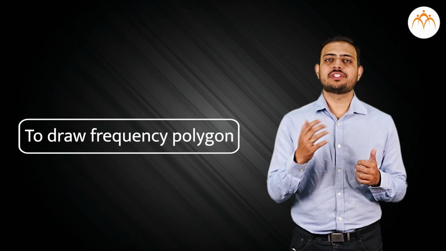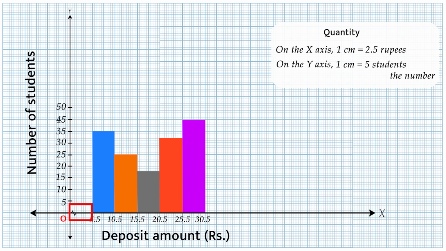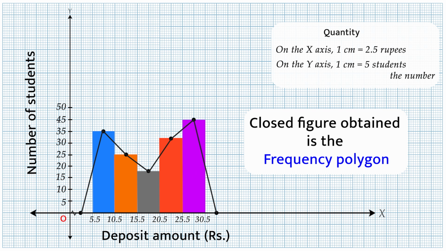To draw a frequency polygon, assume that a rectangle of 0 height exists preceding the first rectangle and mark its midpoint. Similarly, assume a rectangle of 0 height succeeding the last rectangle and mark its midpoint. Mark the midpoint of the upper side of each rectangle in the histogram. Join all midpoints in order by line segments. The closed figure that is obtained is the frequency polygon.